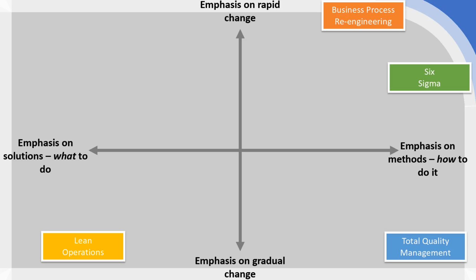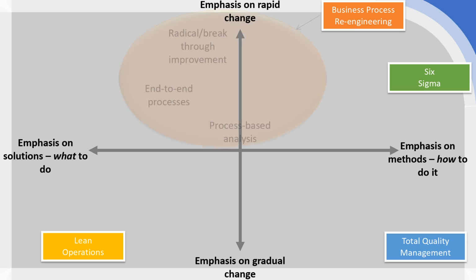On the axis running top to bottom here, we have an emphasis on rapid change, so a massive radical approach to change, which requires multiple different elements to be changed at the same time in order to produce quality improvements, versus emphasis on gradual change, where we can break down changes into smaller batches and look to change individual items, but still benefit from overall quality improvements.